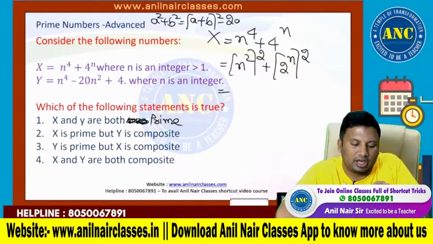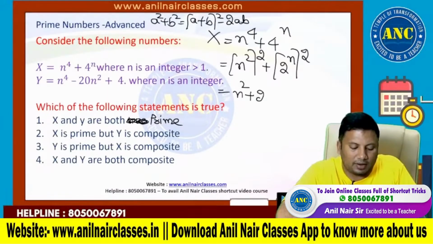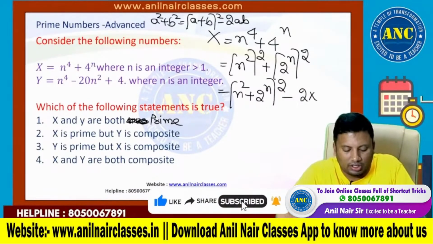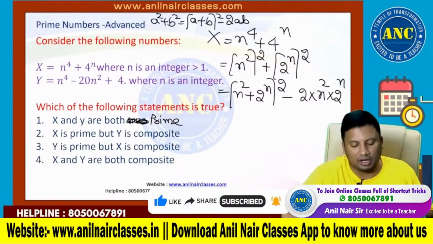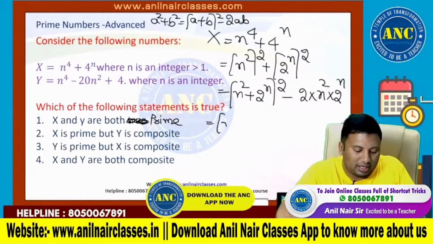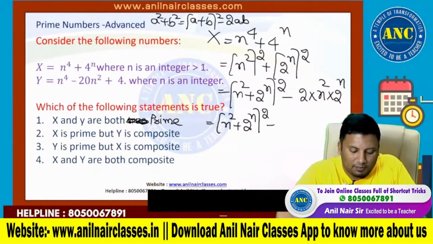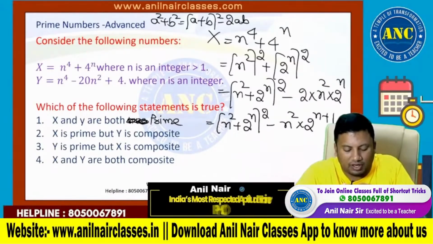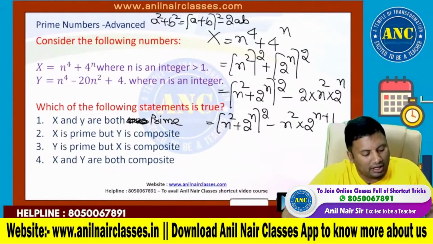Are you all with me? So these are nothing but n square plus 2 power n whole square minus 2ab, that is 2 into n square into 2 power n. Are you all with me? These are nothing but n square plus 2 power n whole square minus n square into 2 power n plus 1.